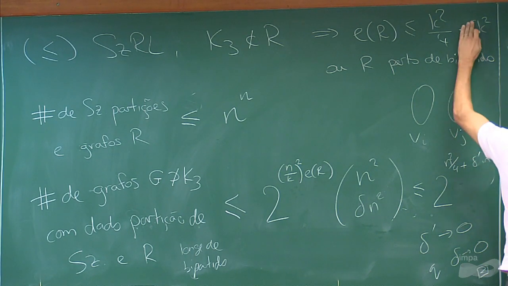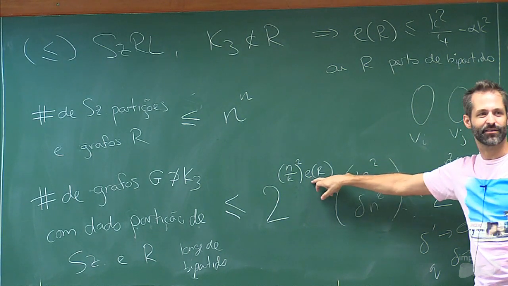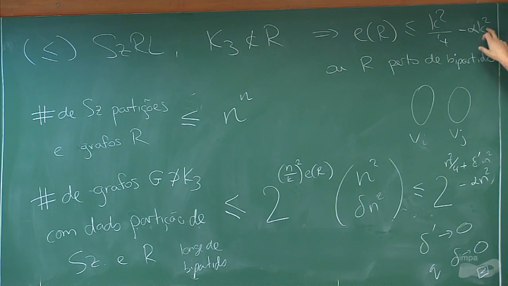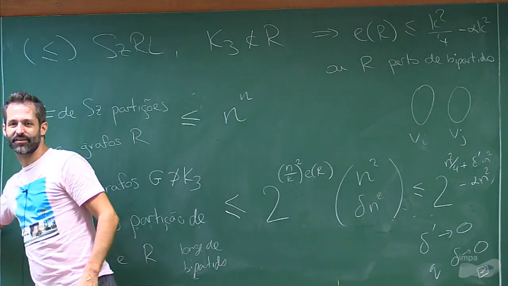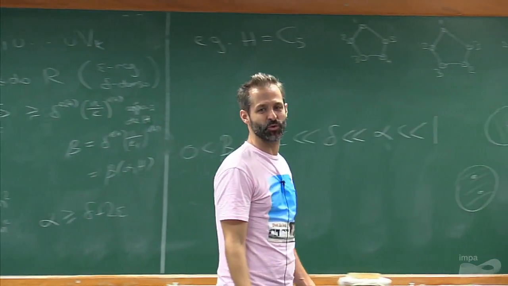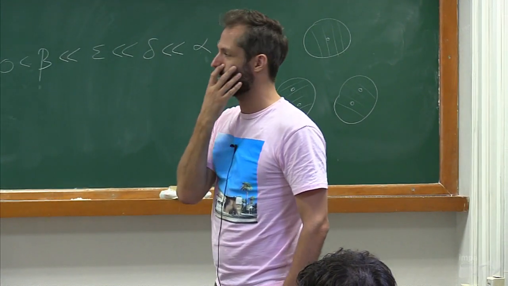Maybe I don't want delta. I want alpha, sorry, a new alpha, because I want alpha to be bigger than delta. So what do we gain? We just plug it straight in here, and we get a minus alpha n squared. So if alpha is bigger than delta prime, then this is tiny. So the ones where R satisfies this are way smaller than this bound. So very, very few, super exponentially few, have a reduced graph with fewer than that many edges.